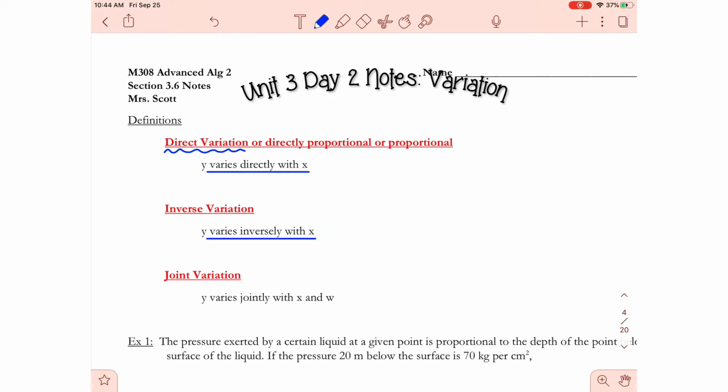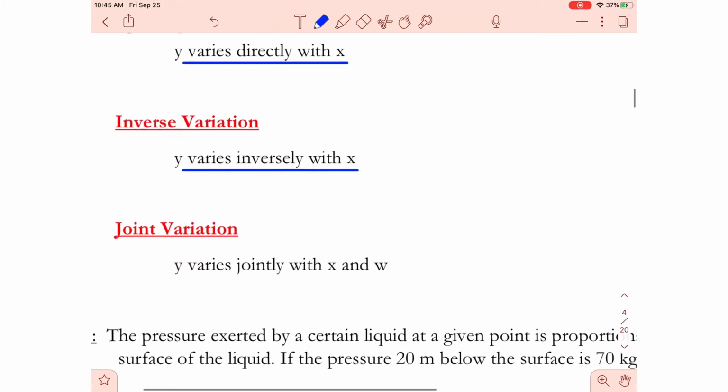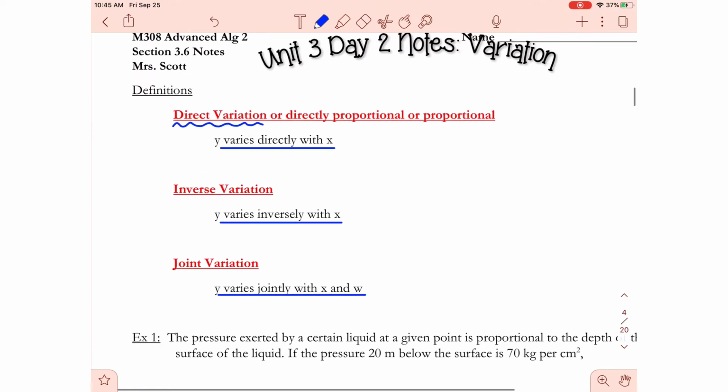And finally, if there's joint variation, then we have more than one variable present. So we would say jointly with, for example, y varies jointly with x and w. There's more than one variable. And I will say that joint variation is going to be exactly like direct variation.